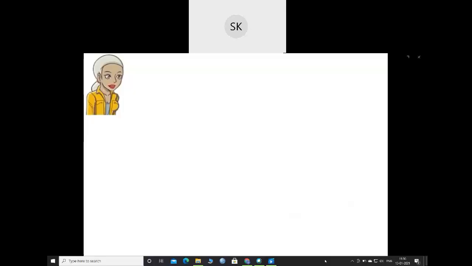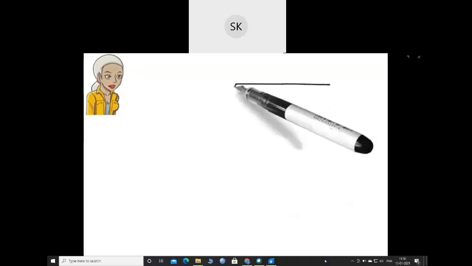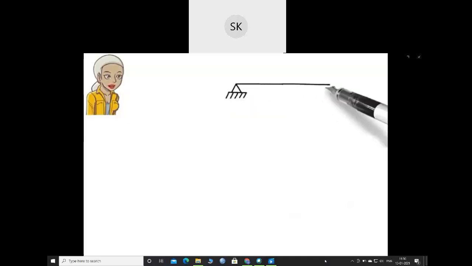There are times, however, when the elastic curve is not intuitively obvious. For example, consider a beam subjected to a concentrated moment of 12 kilonewton-meters placed at the center of the beam. You may not be able to figure out how the beam deflects by visual inspection.